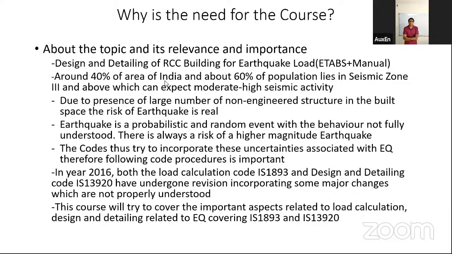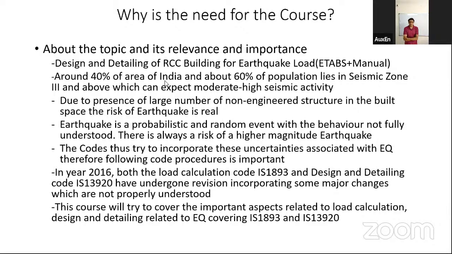Then earthquake is a probabilistic event. It is a random event. You cannot predict what will be the magnitude of the next earthquake, and there is always a chance that the next earthquake may be the highest earthquake that is ever recorded. Like in the Gujarat earthquake that struck on 26th of January 2001. That earthquake had an acceleration of around 0.3 to 0.4 g, which was much higher than what we designed for.